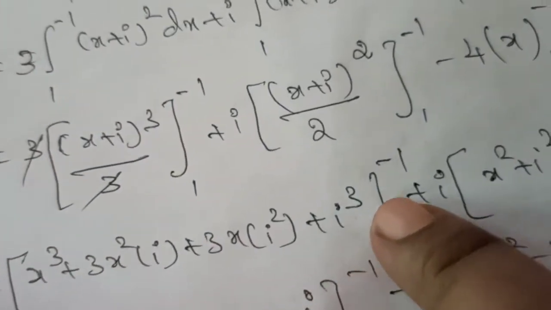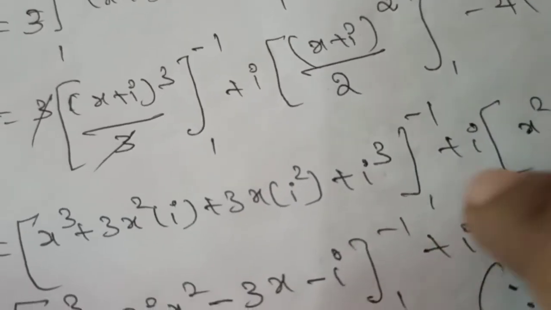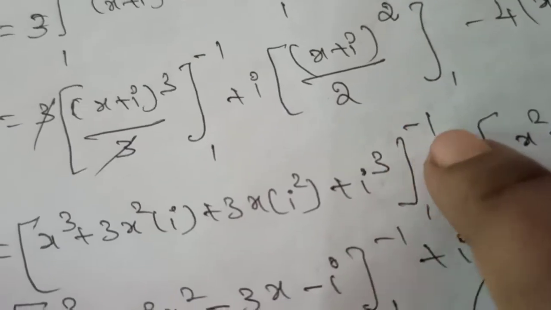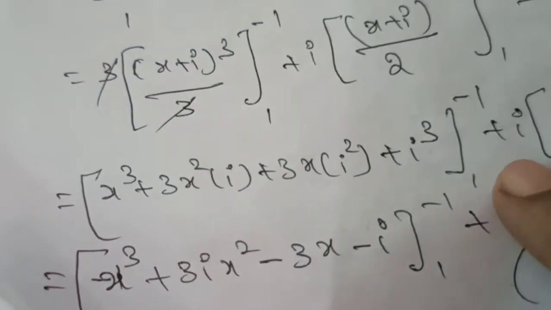Now to apply the limits value. First, substitute x equal to the upper value, minus 1, then substitute the lower value, x equal to 1. First substitute x equal to minus 1, that is the upper value.